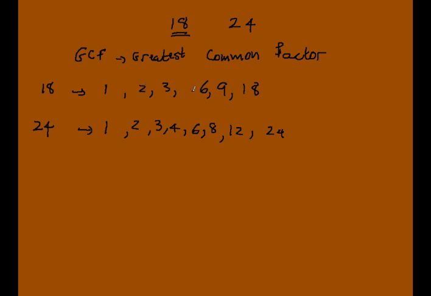What is common here? The 2 is common. The 3 is common. What else? The 6 is common. What else? Nothing else is common. But what is the greatest common factor? Isn't it the 6 that is the greatest out of all of these 3 that I circled? Yes. So what is the GCF between these numbers? It's 6. So I did that example just to show you what greatest common factor really means.